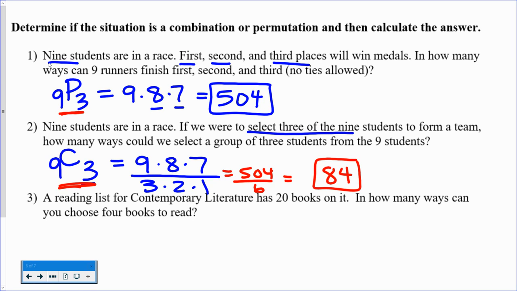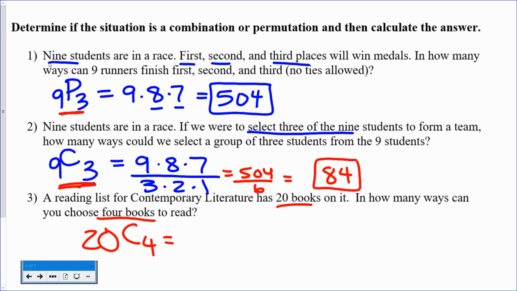Okay, so number 3, different examples. So our reading list for contemporary literature, there are 20 books. In how many ways can you choose 4 books to read? So we got to think about, is there a specific order, ranking, position, lining these books up? No, I am just selecting 4, a group of 4 to read. So that makes it a combination.